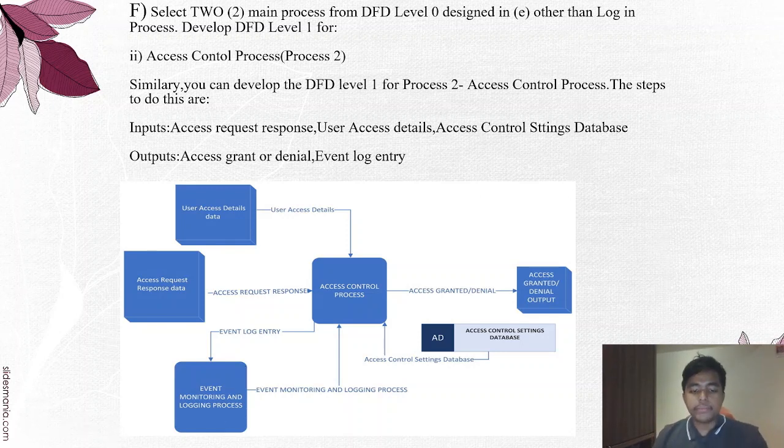In the diagram, the access request response and user access details are inputs to the access control process. The access control settings database is also used to determine whether access should be granted or denied. The access grant or denial and event log entry are the outputs of the process here.